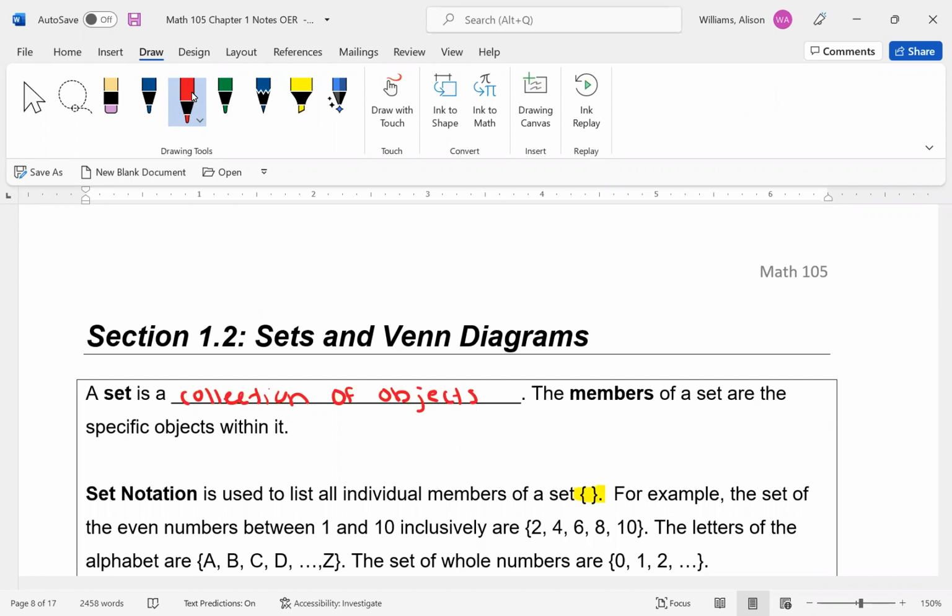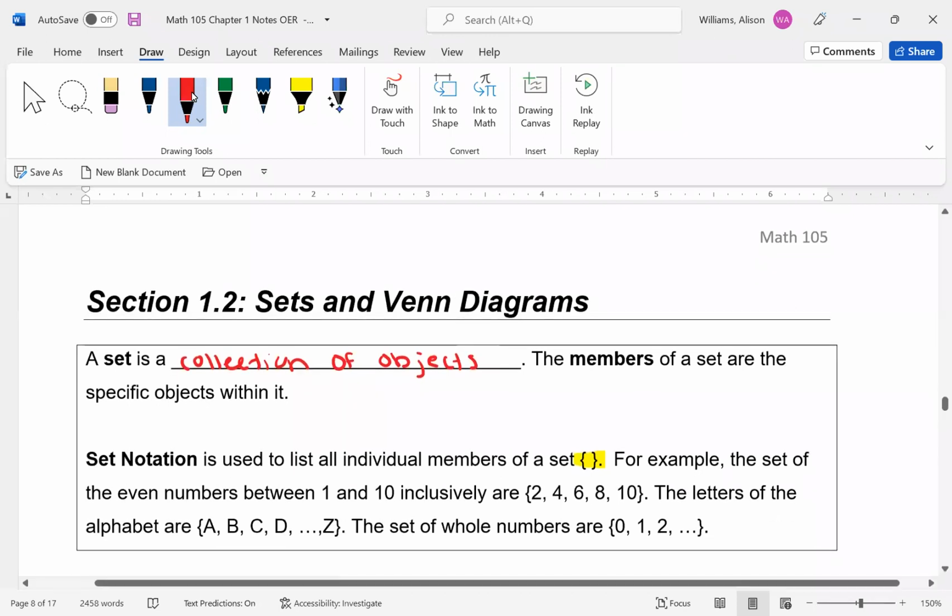So if I say the set of even numbers between 1 and 10 inclusively, meaning you can include 1 and 10 in there, would be 2, 4, 6, 8, 10. See how we put it in the squiggly brackets? In math, when you see squiggly brackets, that means they're talking about a set. Or if you're talking about the letters of the alphabet, you could list them all out, A, B, C, D, and then notice that we use this ... could help us continue the pattern if it's too difficult to list out in its entirety.